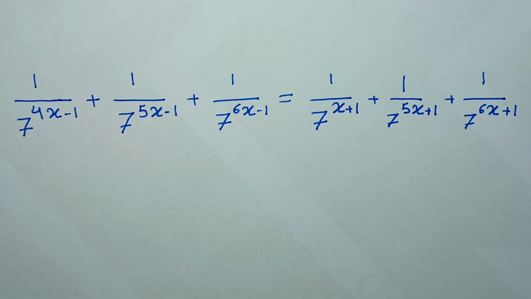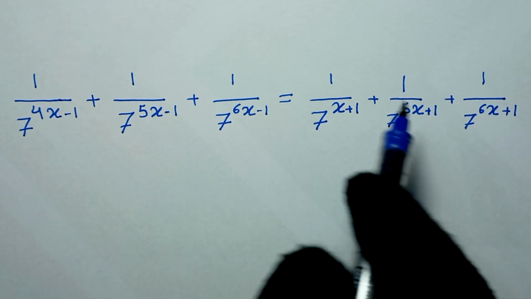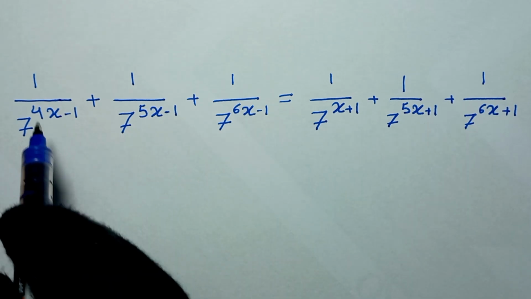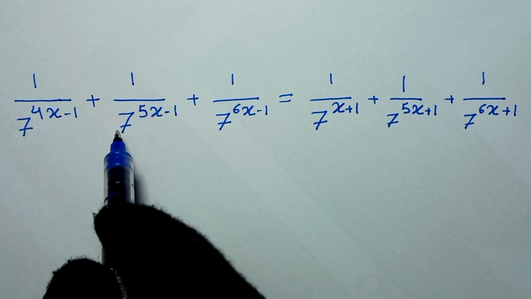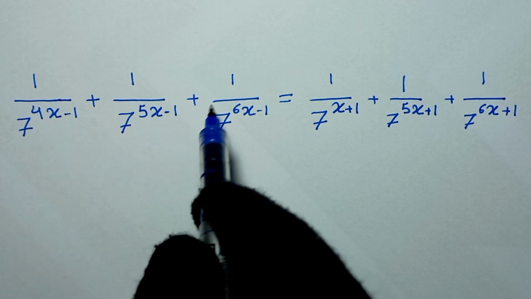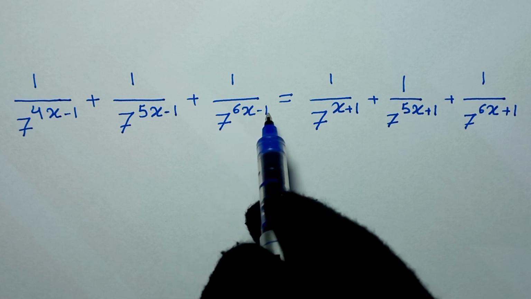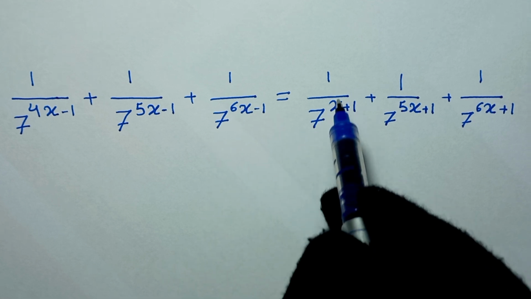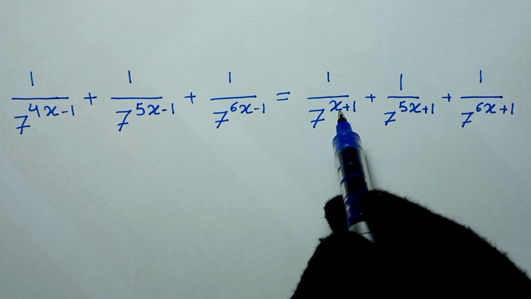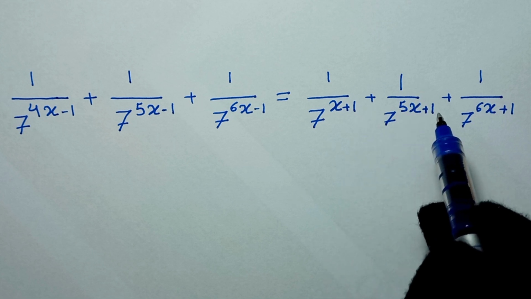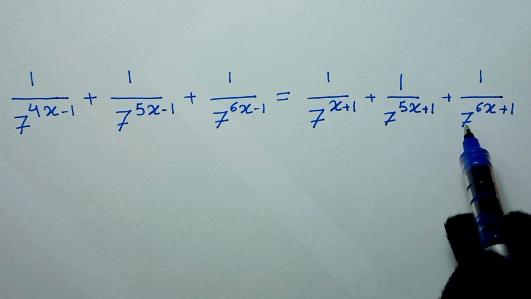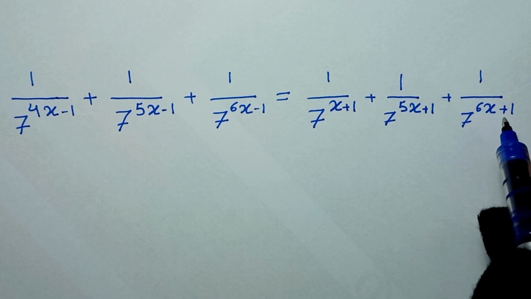Hello my friends, you're welcome to solve this long equation, which is 1 over 7 to the power of 4x minus 1 plus 1 over 7 to the power of 5x minus 1 plus 1 over 7 to the power of 6x minus 1 is equal to 1 over 7 to the power of x plus 1 plus 1 over 7 to the power of 5x plus 1 and plus 1 over 7 to the power of 6x plus 1.